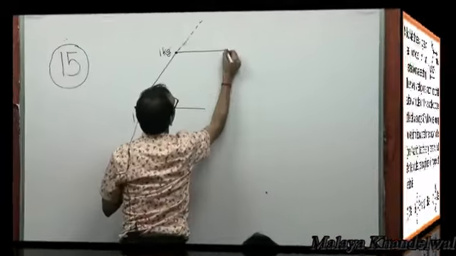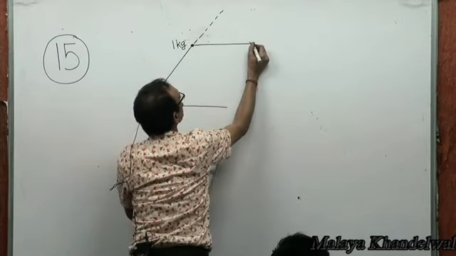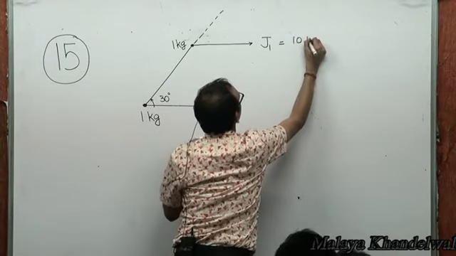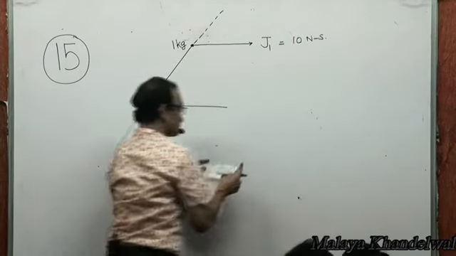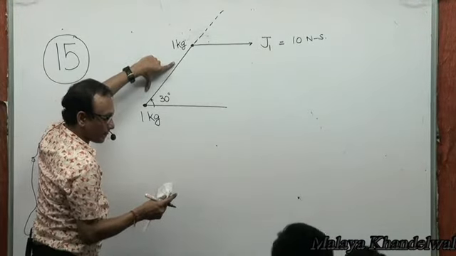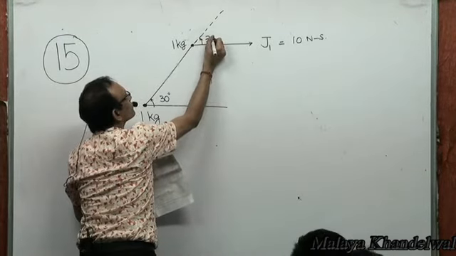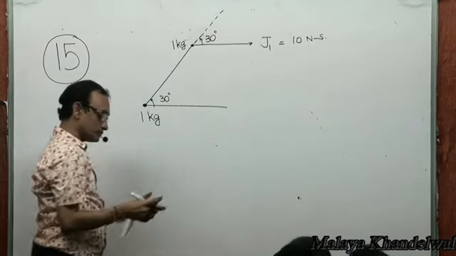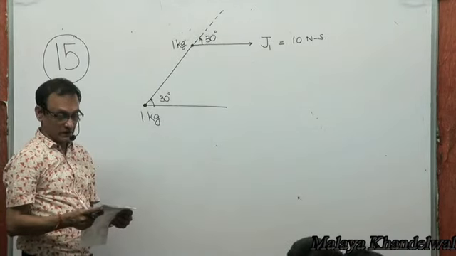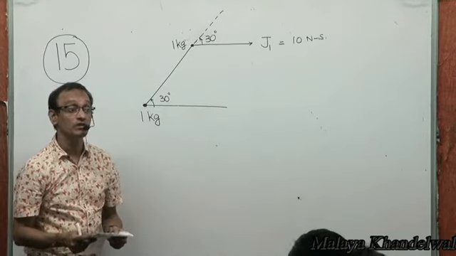There is an impulse. This is a string, right? And on this mass, there is an impulse J1, which is 10 Newton second acting. This is an inextensible massless string, and this is 30 degrees, so this will also be 30 degrees. Assuming that the string remains taut after the impulse, what is the magnitude of the impulse of tension?